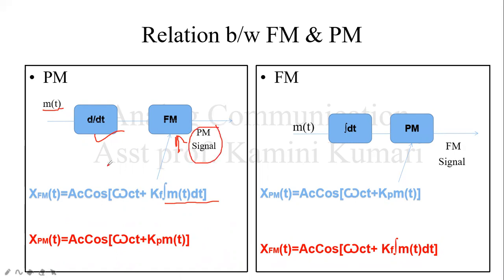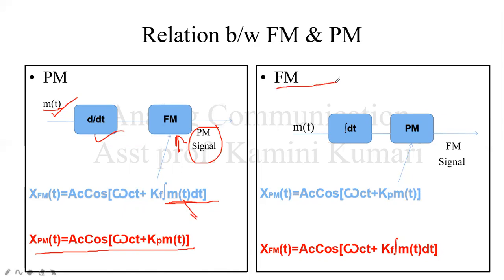Just point out one thing. When this derivative form of your message signal passes through this FM block, it means we are just replacing m(t) with the derivative form of your message signal. And when you put the derivative form in place of m(t), your integration and your derivative will cancel out each other, and it will give you the PM signal.